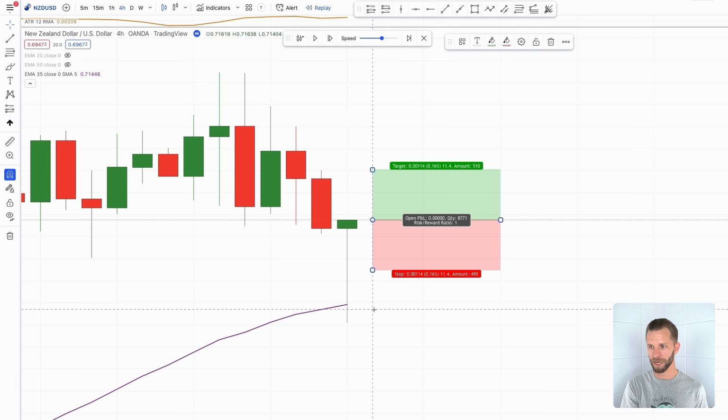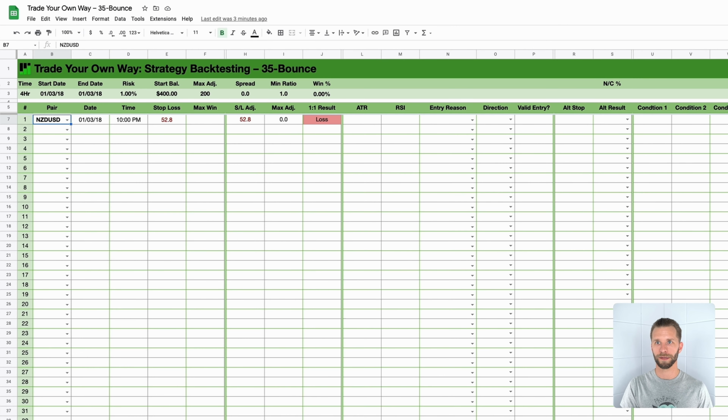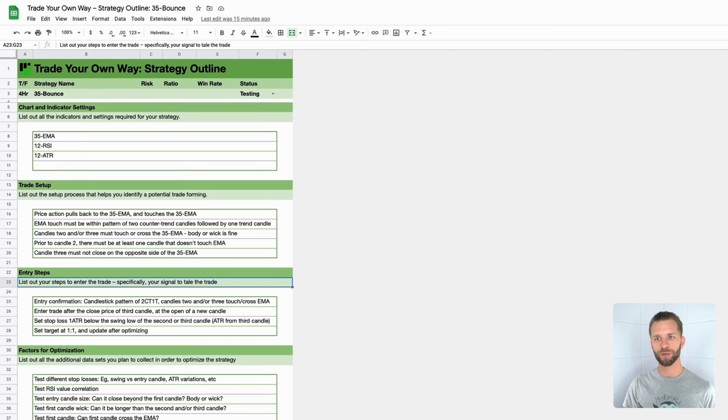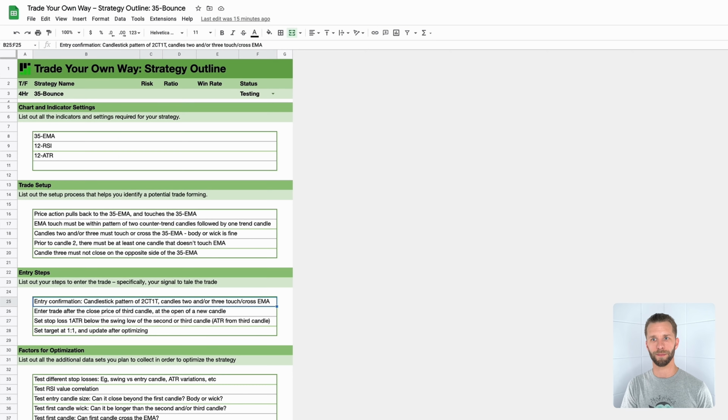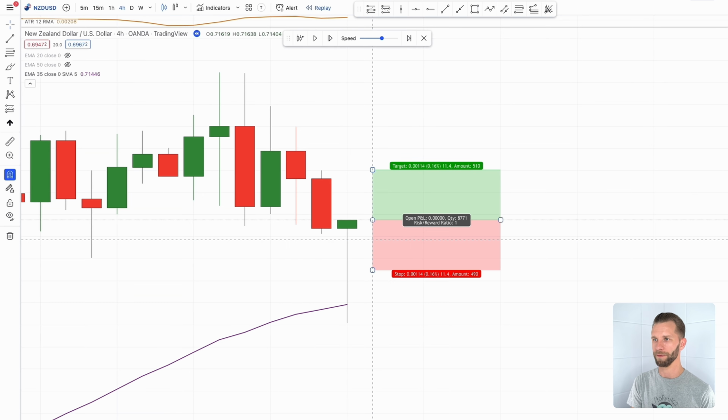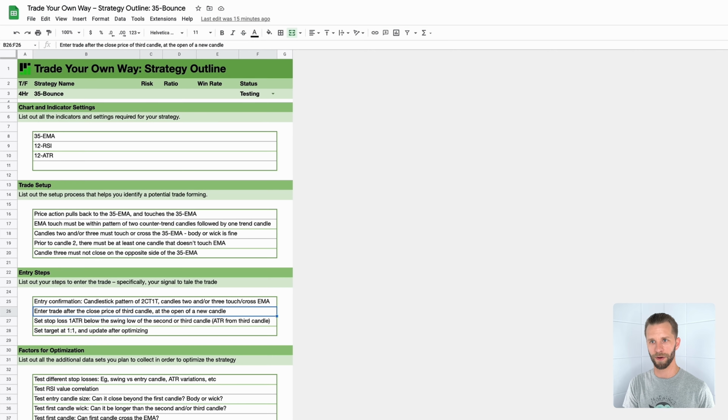So let's log that. January the 9th at 6 p.m. Same currency. January 9th at 6 p.m. Perfect. Entry confirmation. Confirming that we're going to 2 counter trend 1 trend candles and candles 2 and or 3 have touched or crossed the EMA. That's all looking good to me. So enter trade at the close price of the 3rd candle at the open of the new candle. That's where our trade is sitting right now.